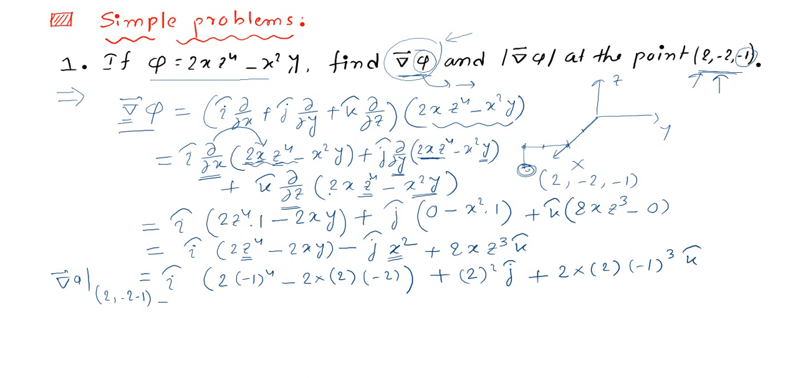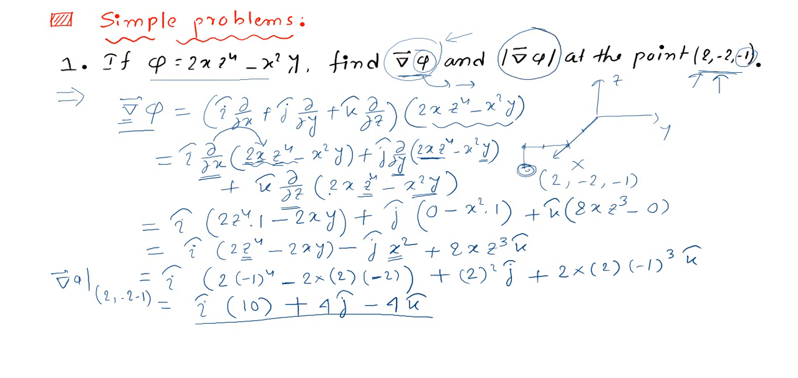So here minus 1 to the 4 is 1, so 2 minus this minus, and this minus will be plus, so here it is 8 plus 2, that is 10, so this is 10 i cap plus 4 j cap, and here it is obviously minus 4 k cap. So it is 10 i cap plus 4 j cap minus 4 k cap, and you have to find out what is the magnitude of this gradient of phi also.